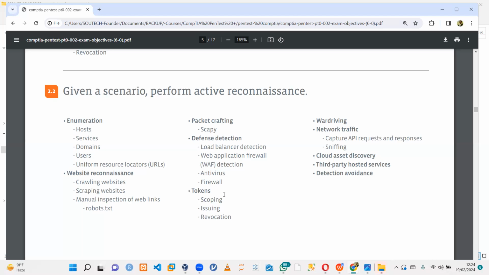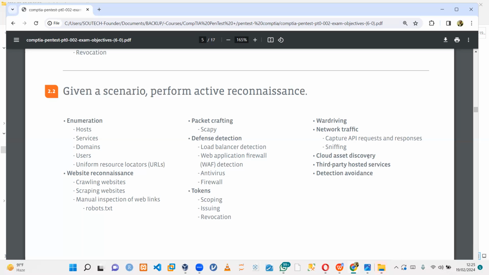Then, of course, tokens, scoping, issuing, revocation, what type of tokens are being implemented, and also what kind of encryption we have implemented. Then, we're trying to go through the enterprise to see if we can get their Wi-Fi accounts and all of that. Then for network traffic, we want to see if we can capture it, if we can see API requests and what the response is, especially if this application is piggybacking on another application. And that's only when you have an API implemented.